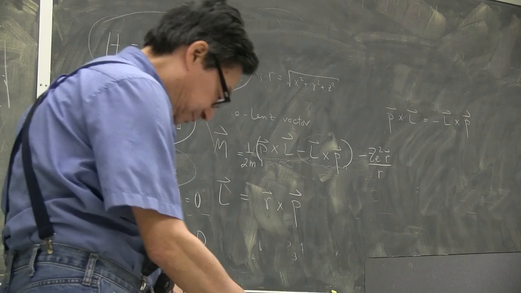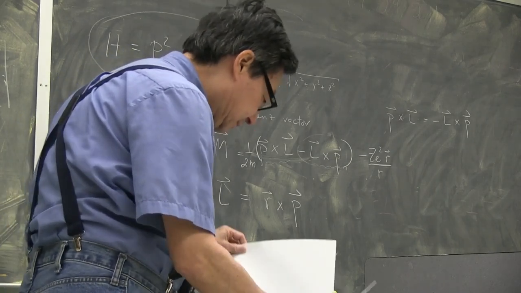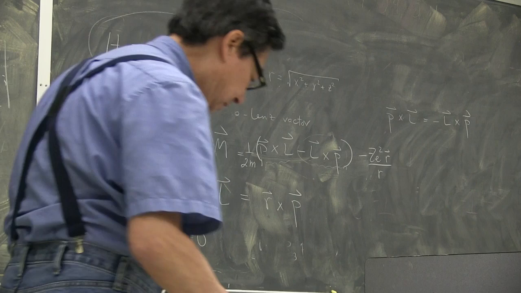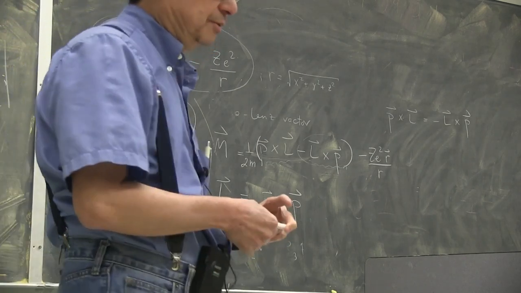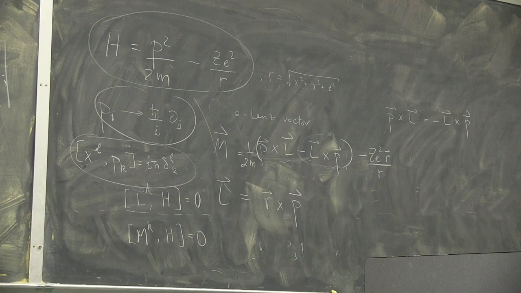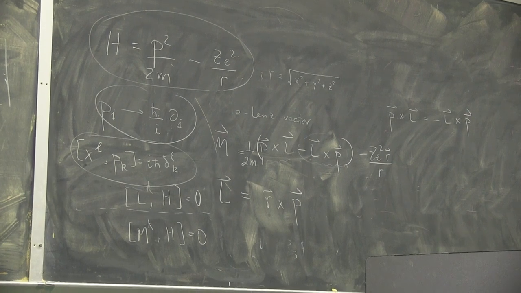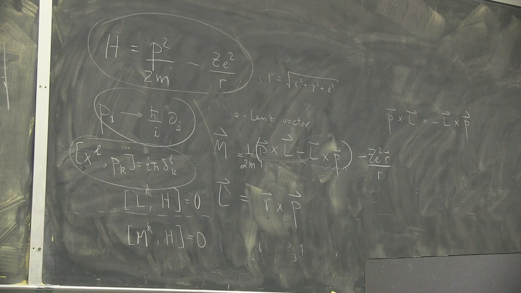So we have six constants of motion: L1, L2, L3, M1, M2, M3, because both L and M commute with H. We have 6 constants of motion. The 3 constants of motion, L1, L2, L3, follow from SO(3) symmetry. Well, then the question is, how do these 6 constants of motion fit into an algebraic scheme?